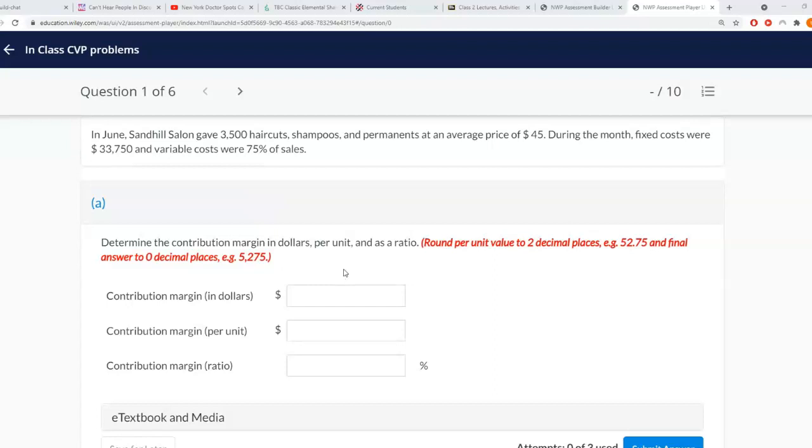Okay. This is the easy one to start with, the contribution margin ratio. Remember, selling price is 100%, and the variable cost ratio and contribution margin ratio have to add up to 100. So you don't have the contribution margin ratio, but you do have the variable cost ratio. So it will be 100% minus 75%. It will be 25%. Exactly. Now that you have that, you can figure out selling price. You can figure out contribution margin per unit.